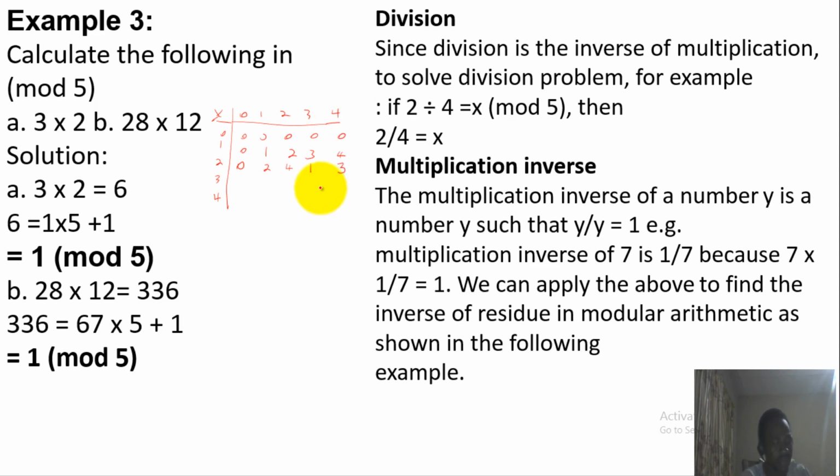Yes, it will return 3. Then you have this 0, 3. You have 3 times 0, 0; 3 times 1, 3. Then 3 times 2, 6, that should return 1. Then 3 times 3, 9, that should return 4. Then 3 times 4, 12, that should return 2. Then there is 0. Then this 4. Then that's 3. And 4 times 3, 12, that will return 2. 4 times 4, 16, that will return 1.